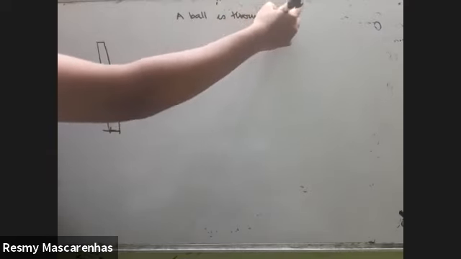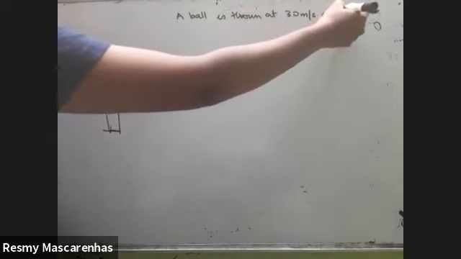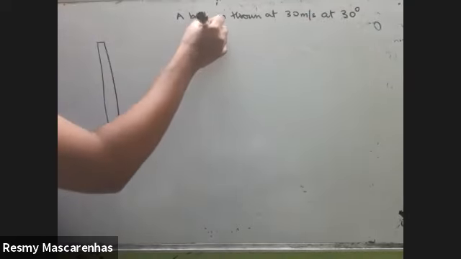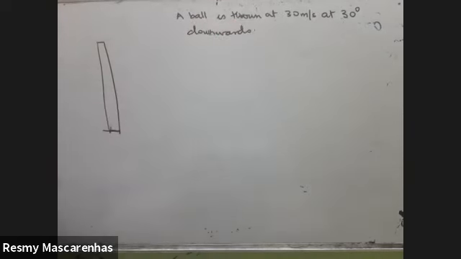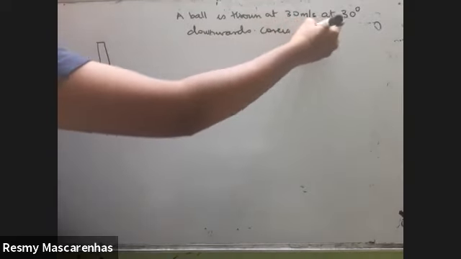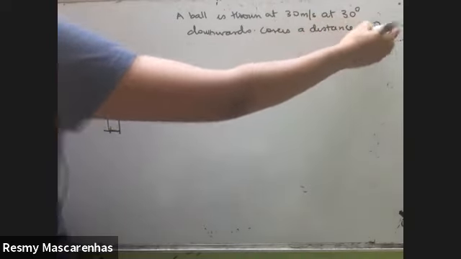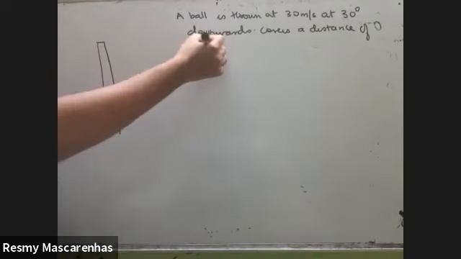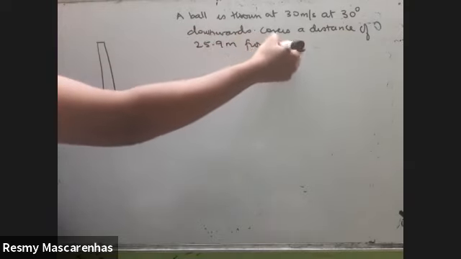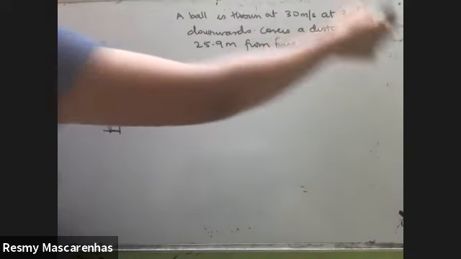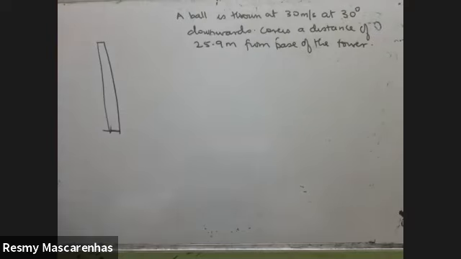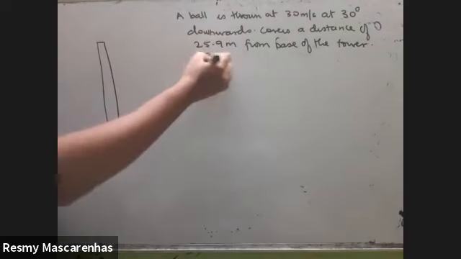A ball is thrown at 30 meters per second at 30 degrees downward. It covers a distance from the base of the tower. Find the height of the tower.